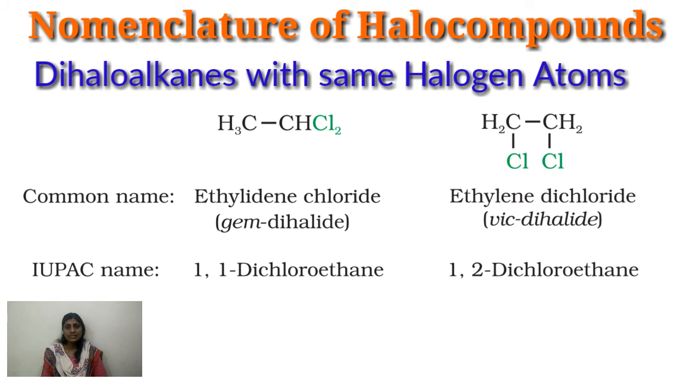For the previous example, CH3CHCl2, its common name is ethylidene chloride and its IUPAC name is 1,1-dichloroethane. And the next example, CH2ClCH2Cl. Its common name is ethylene dichloride and its IUPAC name is 1,2-dichloroethane.